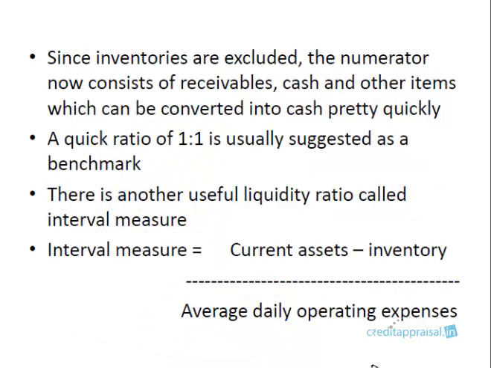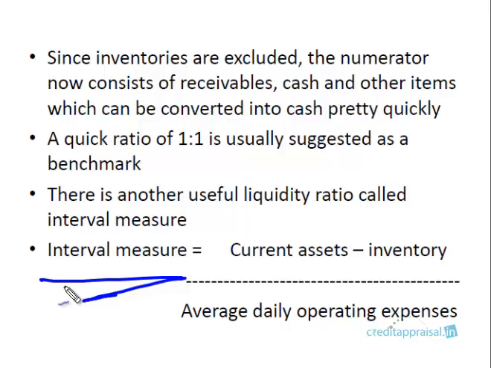Now there is one more ratio that is calculated under liquidity ratios, that is the interval measure. This is how you calculate it: current assets minus inventory, the same numerator we considered in the quick ratio, divided by average daily operating expenses. What are average daily operating expenses? At an operational level, every day the company is going to incur some amount for procurement of raw material, to pay labor wages, and other daily operating expenses.